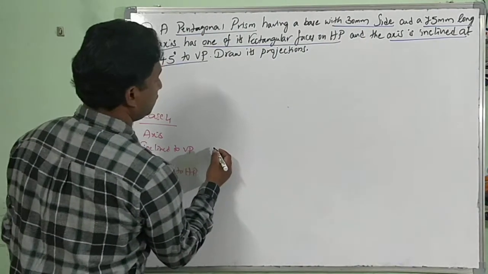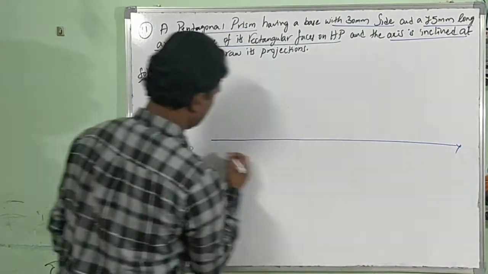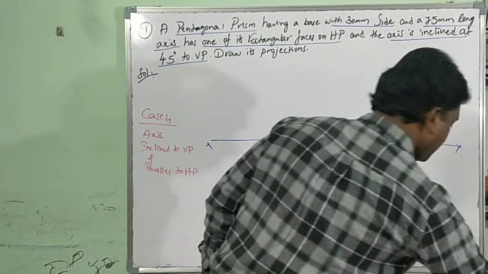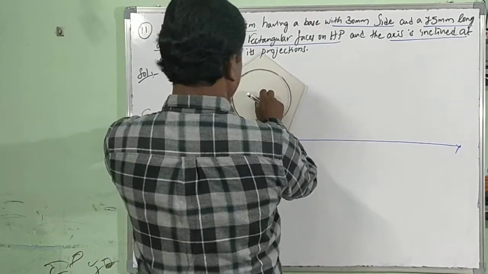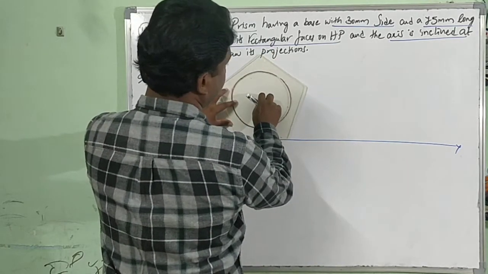So as usual, let me draw a big XY line. Pentagon shape. It's on XY line.